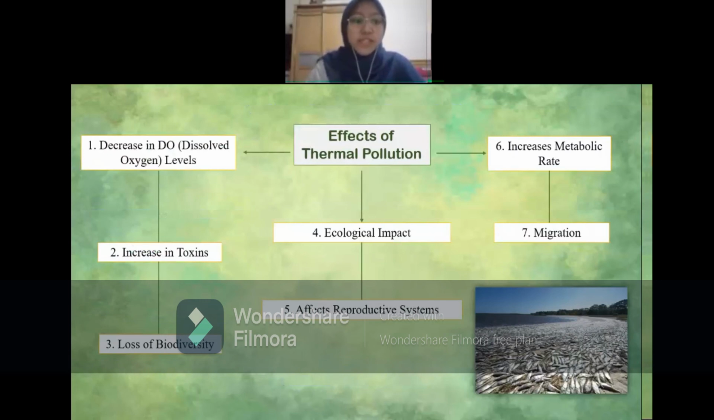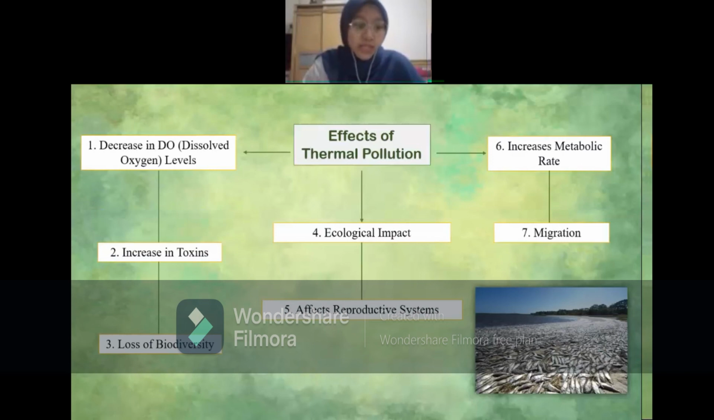The next one is increasing effects of thermal pollution. There are seven here. The first one is decrease in DO, dissolved oxygen level. The warm water reduces the level of DO in water. Warm water holds relatively less oxygen than cold water. The decrease in DO can create suffocation for plants, animals such as fish, amphibians, and other aquatic life.